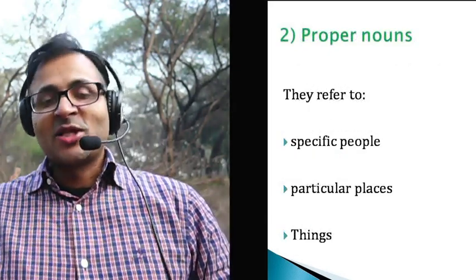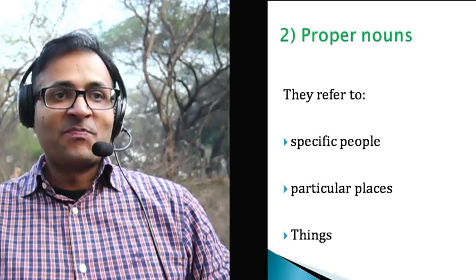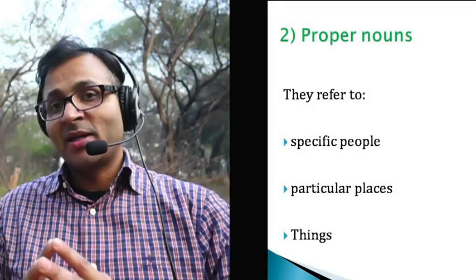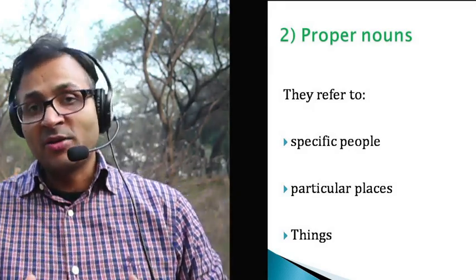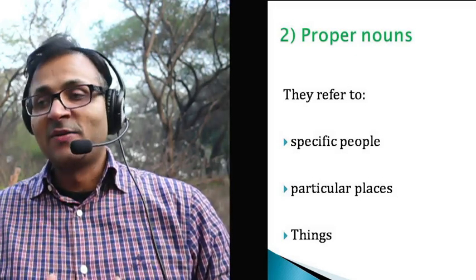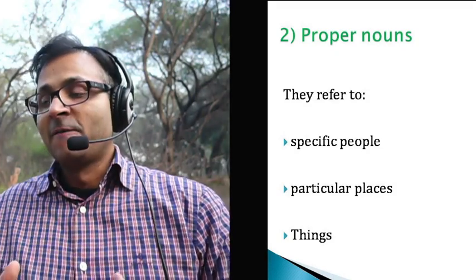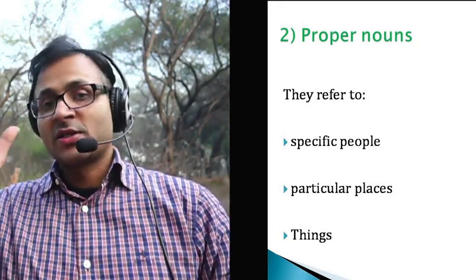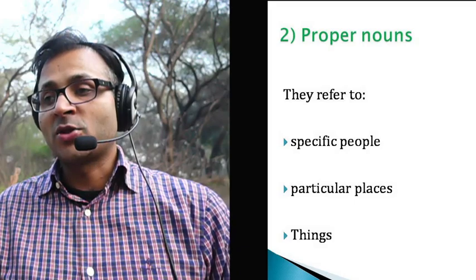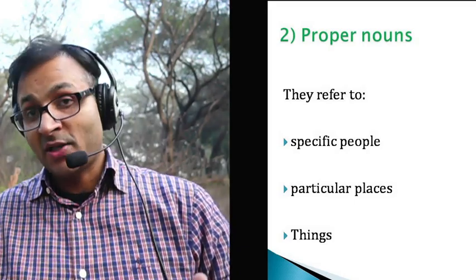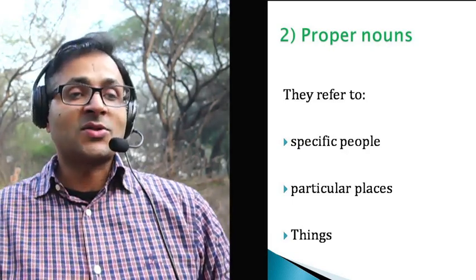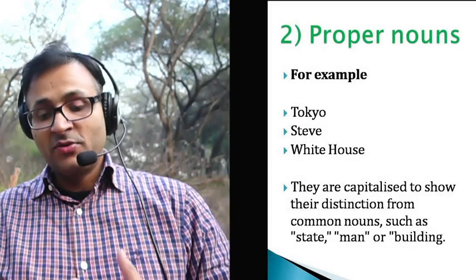Then we have proper nouns. This is the second type of noun we're going to do today. They refer to specific people, particular places or things. For example, if I talk about a building, we don't know which building we are talking about. So if I say Taj Mahal, in India we have the Taj Mahal, and it has a name, so you will use T as a capital letter. Or any big building, like Parliament, or the White House, for example, in the US. You would use the first letter of that word as capital. So we have a place like Tokyo. It's a proper noun.